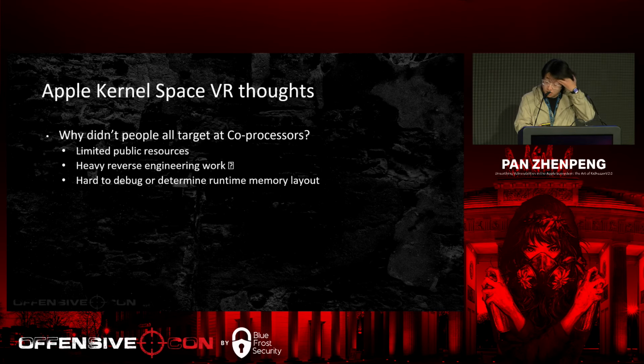So when I started the work, I was wondering, if the coprocessor is so tasty, why didn't everyone just target it? It has really limited public resources, it needs heavy reverse engineering work, and it's hard to debug or determine the runtime memory layout for the exploit part.